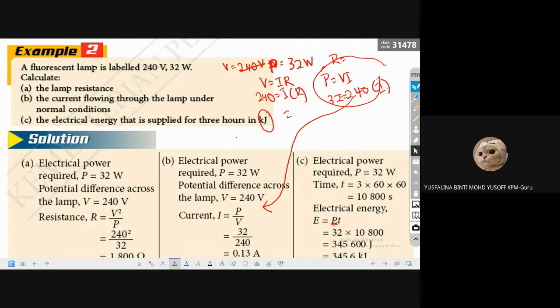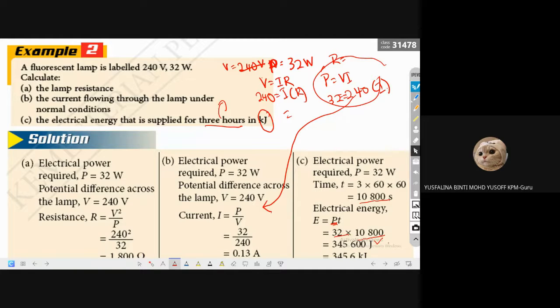So 3 hours. Remember this one has to be in seconds. So 3 hours means times 60, 180 minutes, right? And you have to multiply again with 60 because 1 minute is 60 seconds. Then you will get 10,800 seconds. So then you just multiply. Your power is 32 watt, your time is 10,800, then you get this answer.